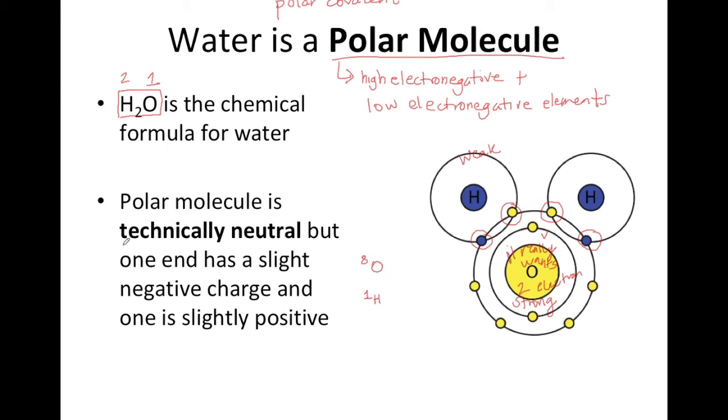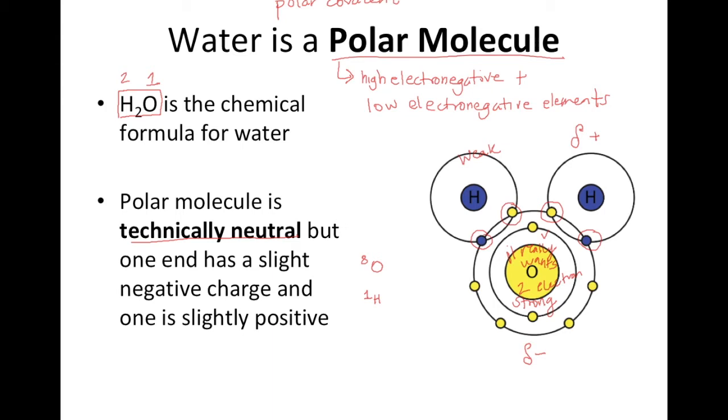So polar molecules are not quite like ionic molecules, where there's a full-blown positive or negative charge. They're technically neutral. This end doesn't have a formal negative charge, and this end doesn't have a formal positive charge, but they are a little bit charged. In chemistry, we refer to that as a delta. So this is a delta negative, and this end is a delta positive. It's slightly negative here and slightly positive on this end.